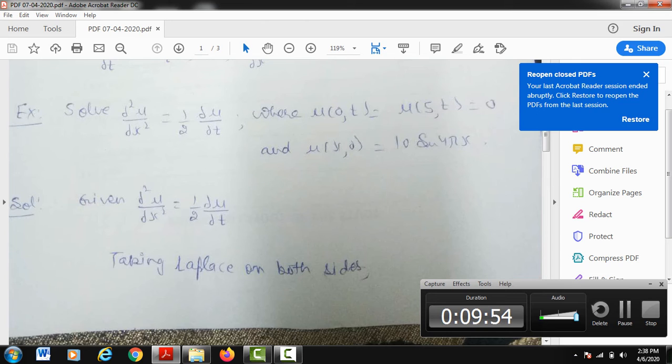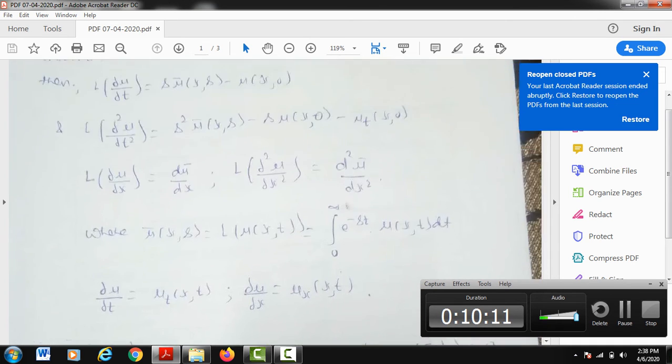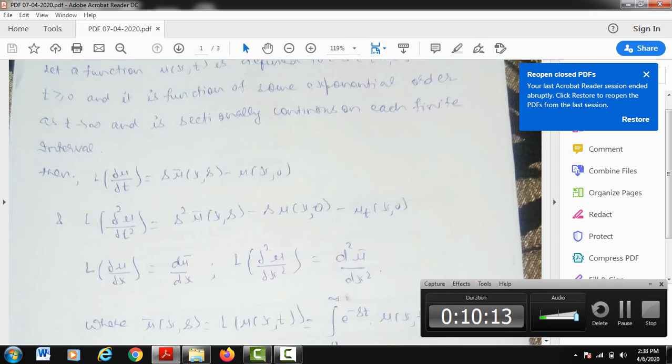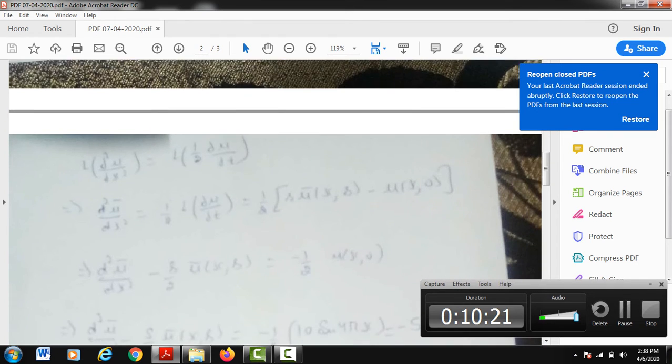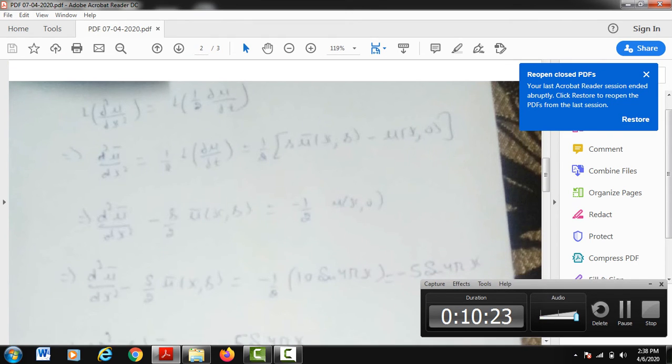You can see, students, here the partial derivative of u is of order 2. Okay, so what are the steps? We have this equation. First of all, I will take the Laplace transform on both sides, that is, I will operate L on both sides. So students, I have mentioned the two results. L of ∂²u/∂t², you can read from here, and L of ∂u/∂t.